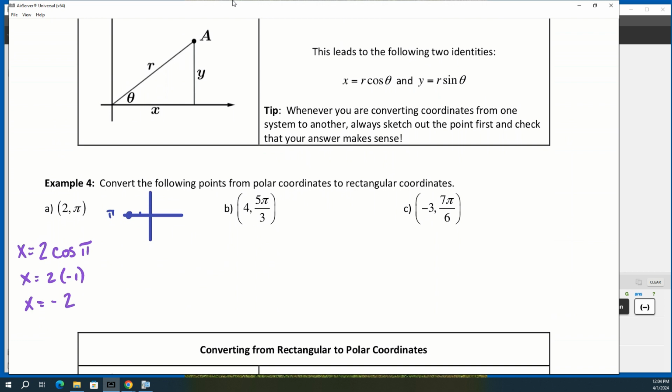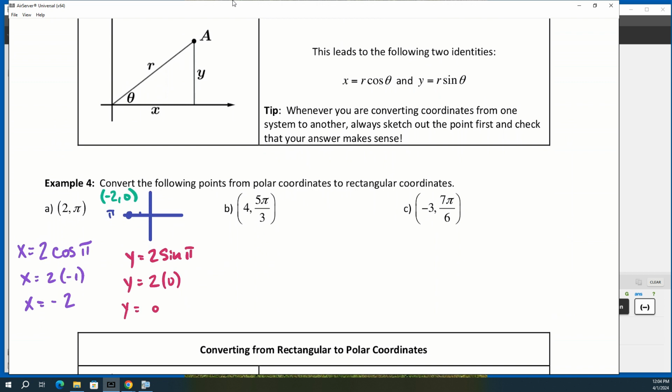All right, and then for the y, it's going to be 2 times the sine of theta. If you're looking at your unit circle at pi, the sine is going to be the y coordinate, and the y coordinate there would be 0. So our rectangular coordinates for that point are -2, 0, which you could have figured out on your own just by looking at the graph.